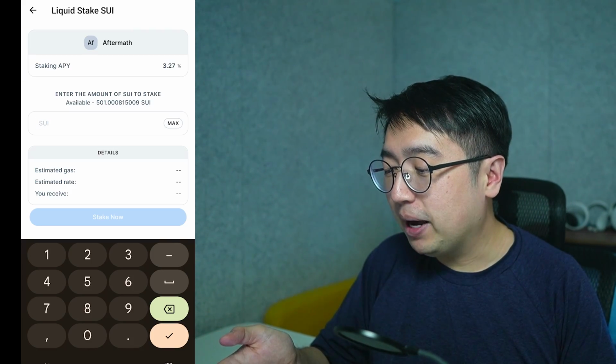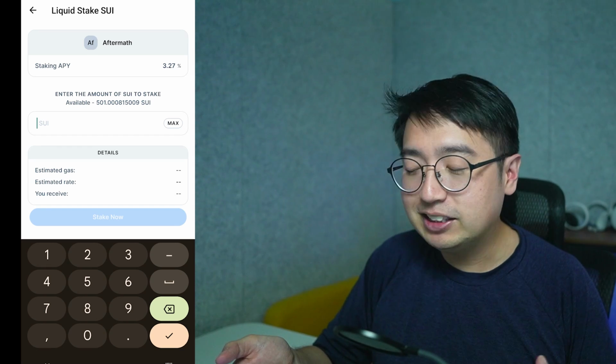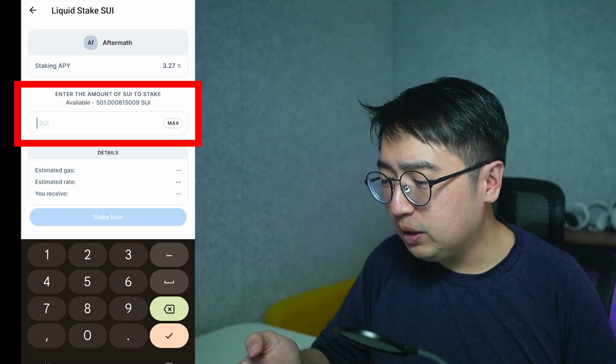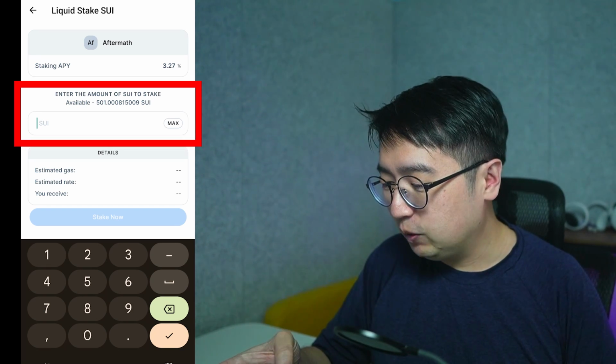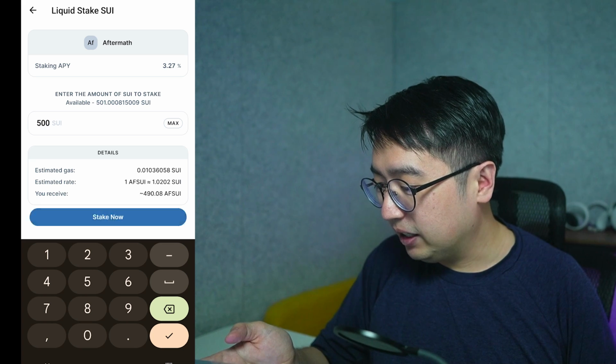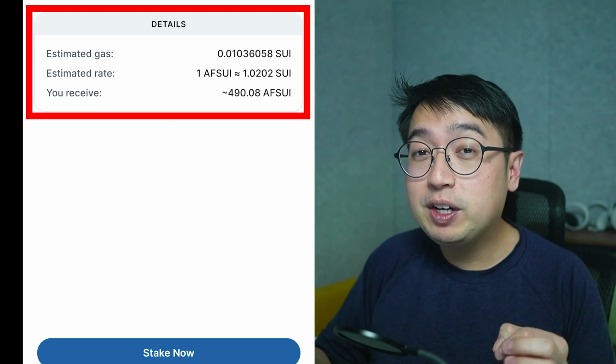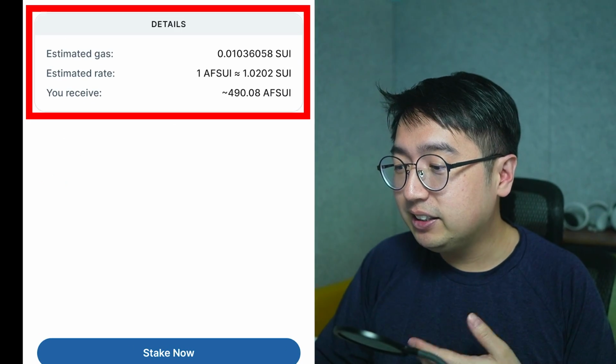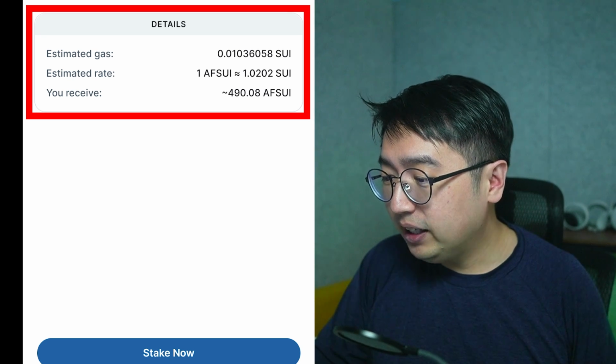Now we can enter the amount of SUI we want to stake, and it lets our entire balance become available. We're going to stake 500 SUI, so I'm going to hit stake now. And then before we confirm our transaction, we go over the details, the estimated gas, the rate, and what we're going to receive.